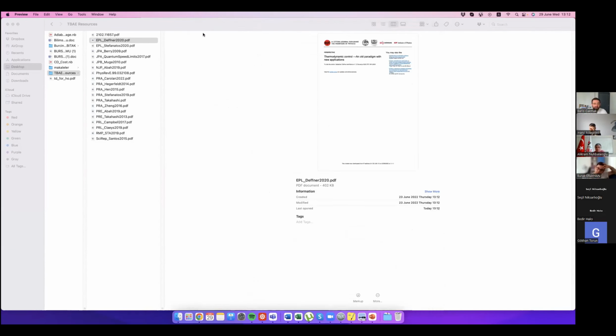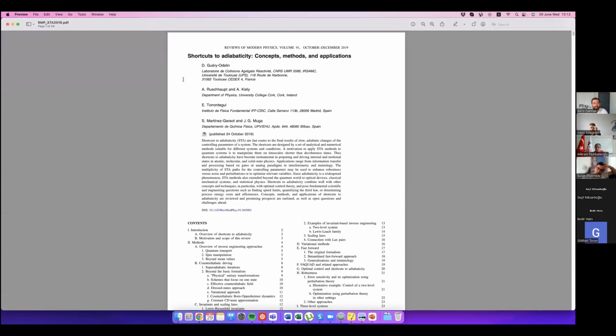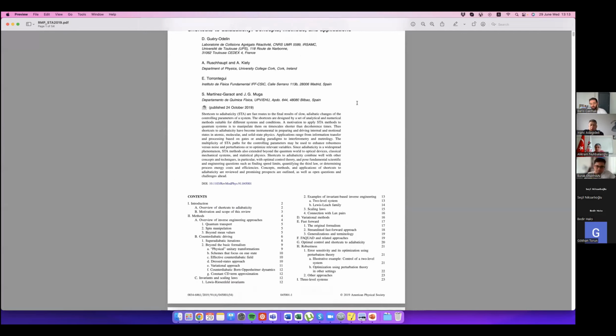Maybe the first thing that I needed to show you should be this. This is a huge review paper, 54 pages. It has all the techniques in it, shortcuts to adiabaticity, everything that you need to know.